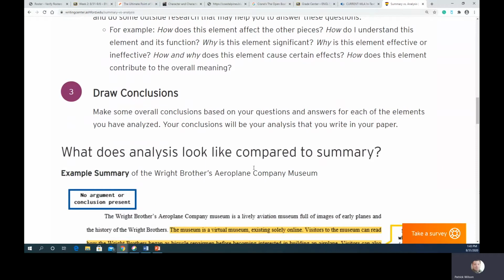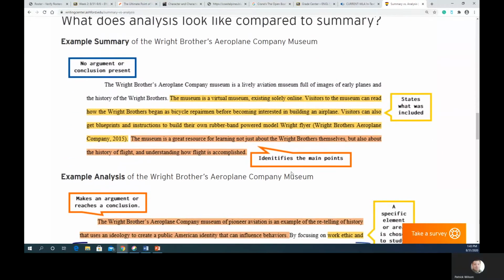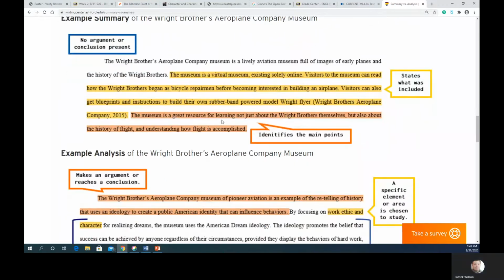If you look, here's the difference, right? As you can tell, this is a decent sized paragraph. They say there's really no argument or conclusion presented. And again, I'm not going to read everything here verbatim. You can read that for yourself. It states what was included. Basically the stuff in yellow is just a 1 to 3 sentence summary of the work, which is never good because again, it's plot summary. And then the very last sentence identifies the main points.